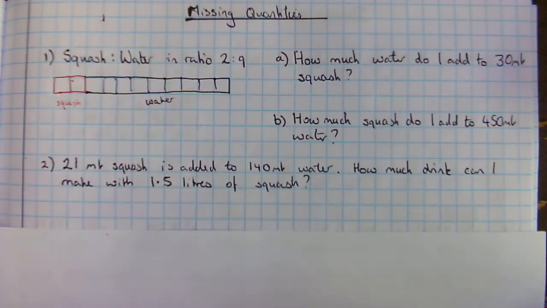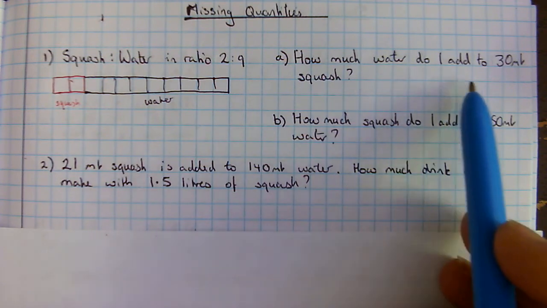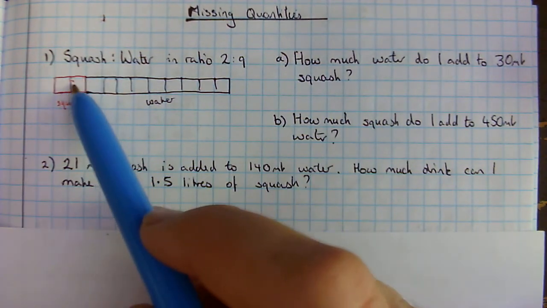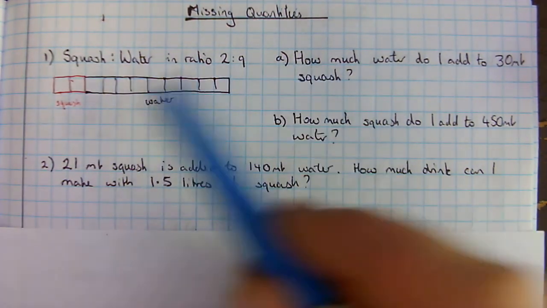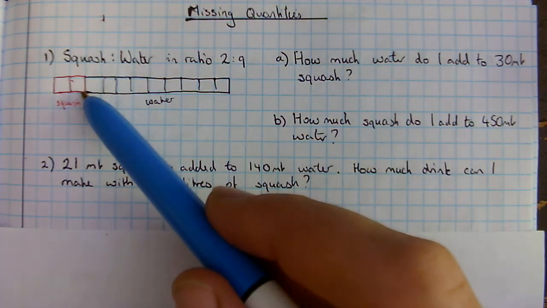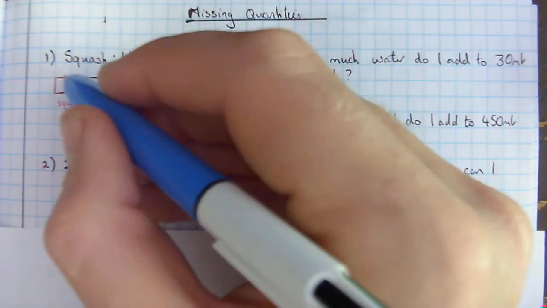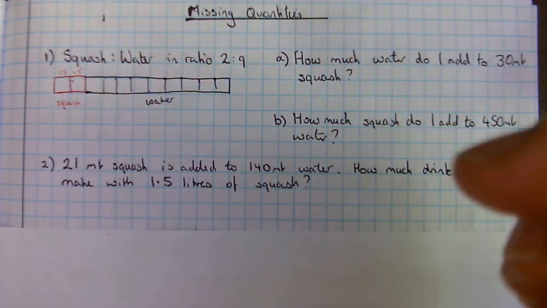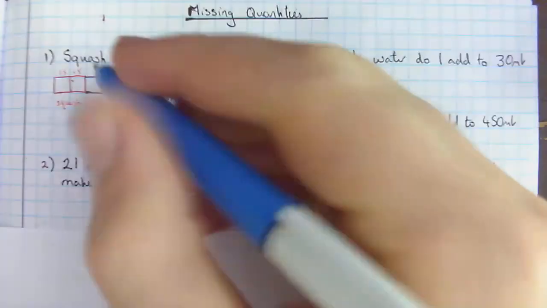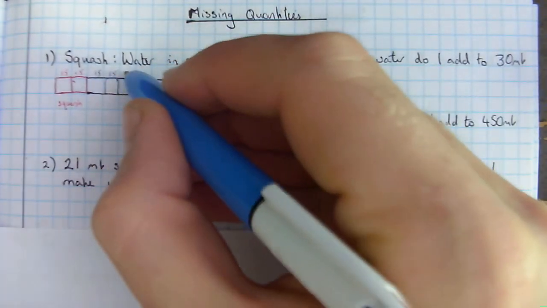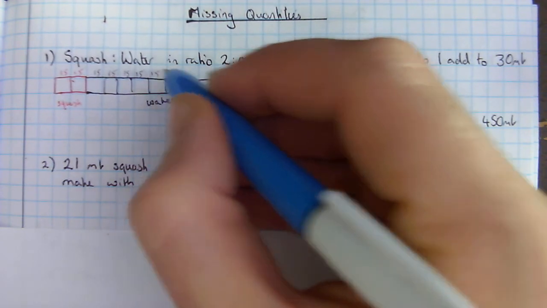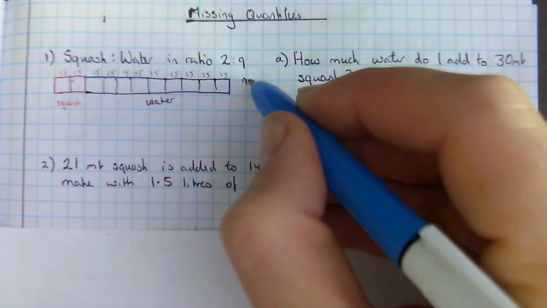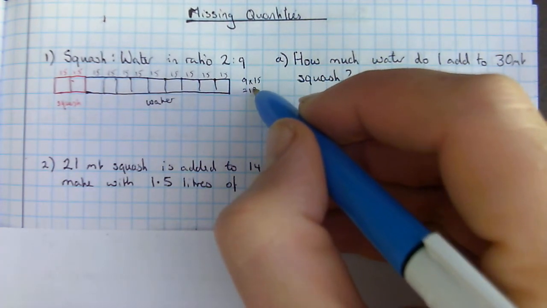So in this first question, it asks me how much water do I add to 30 millilitres of squash? Well, if there's 30 millilitres of squash, that 30 has got to be split into those 2 boxes. So it must be 15 in each box. So I would have 15 in there, 15 in there. That gives my 30 millilitres of squash. And I would need to have 15 in each of those for water. So it gives me 9 times 15, which is 135 millilitres.